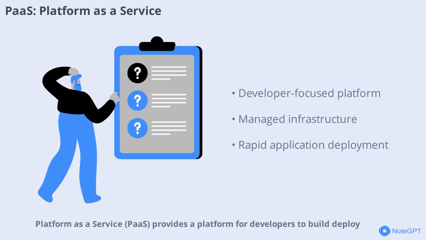Platform as a Service (PaaS) provides a platform for developers to build, deploy, and manage applications. The cloud provider handles the platform, network, resources, maintenance, and security, allowing developers to focus on creating and running their applications. PaaS accelerates development cycles and simplifies the deployment of scalable, cloud-native solutions.